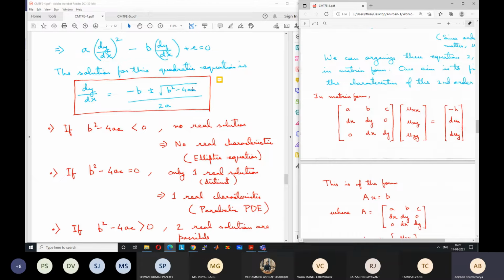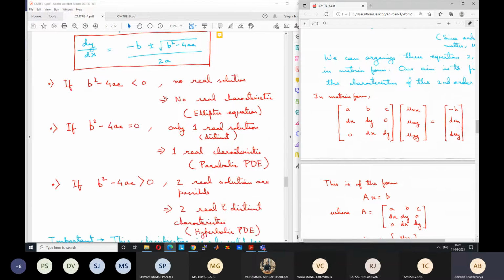If B square minus 4AC is greater than 0, then you will have two equations: dy/dx equal to B plus root over B square minus 4AC by 2A, and dy/dx equal to B minus root over B square minus 4AC by 2A. So there are two real solutions possible, which means there are two real and distinct characteristics. You will see that this is actually the equation of a line, dy/dx equal to something, which gives the slope of a line. So there are two characteristic lines for hyperbolic. For this case, where B square minus 4AC is greater than 0, we call this hyperbolic PDs.